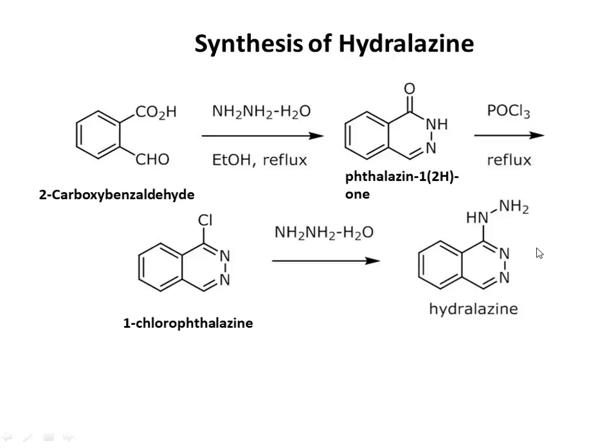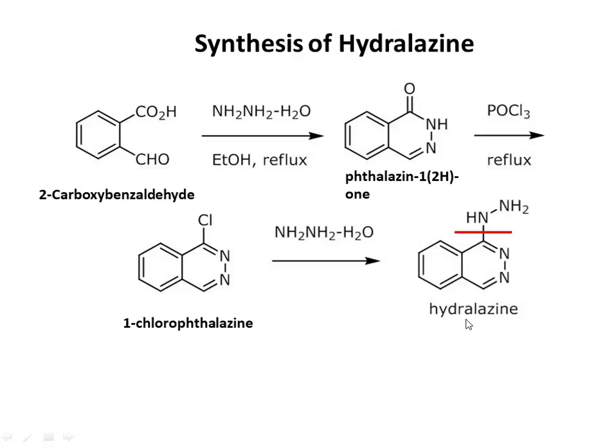Now come to synthesis. Synthesis of hydralazine is started by using 2-carboxybenzaldehyde. It reacts with hydrazine monohydrate, and ethanol is used as a solvent. Refluxing this mixture gives rise to phthalazinone, and this compound is further refluxed in the presence of phosphorus oxychloride to give 1-chlorophthalazine, which further reacts with hydrazine monohydrate to give hydralazine.